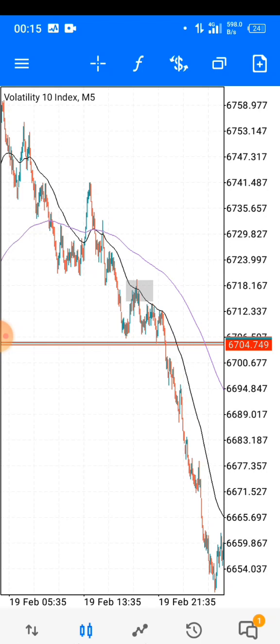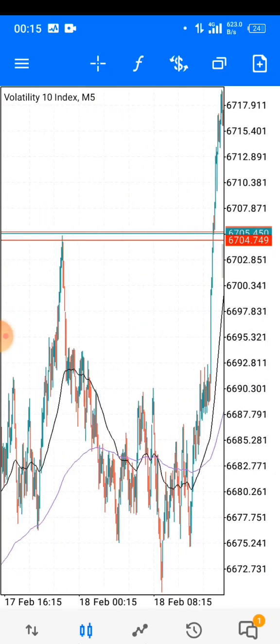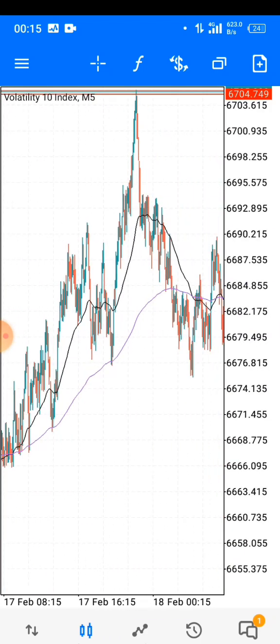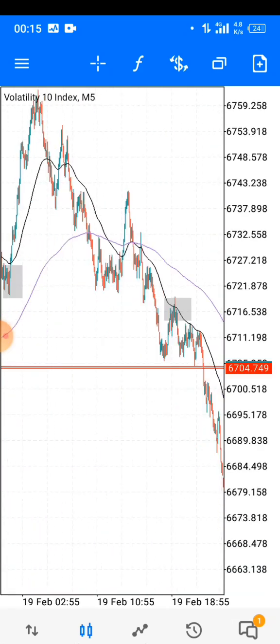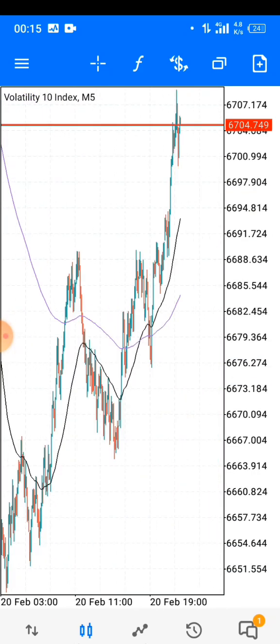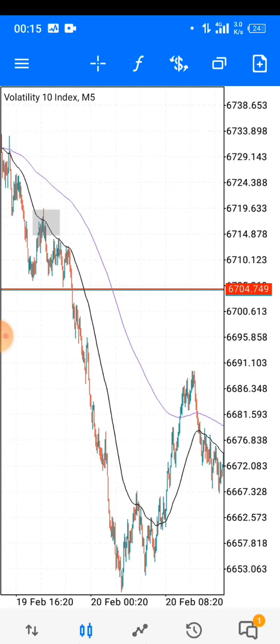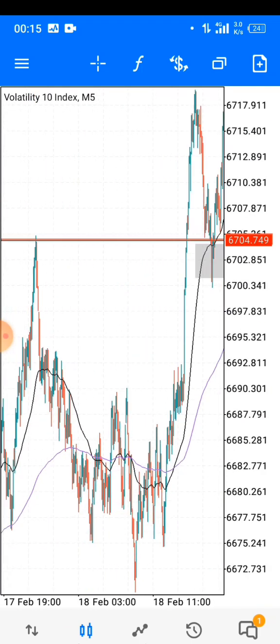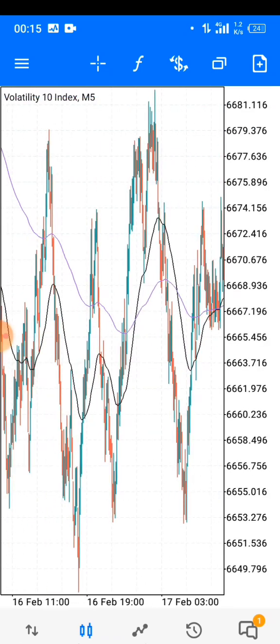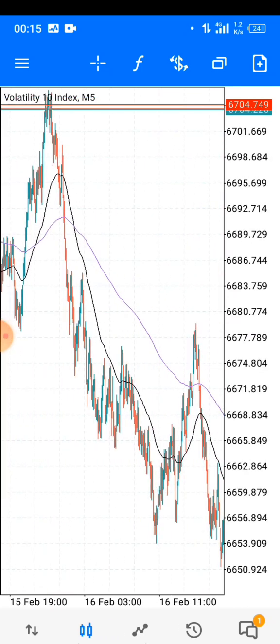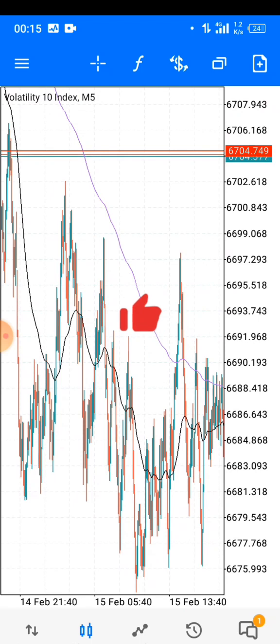You can combine the strategy with price action or with order blocks, supply and demand, to make your trading more profitable, so that you can get more profits. You can also use other indicators like the RSIs, the MACDs, stochastics, so that you can aid the efficiency of these strategies. So that's just it for this video.